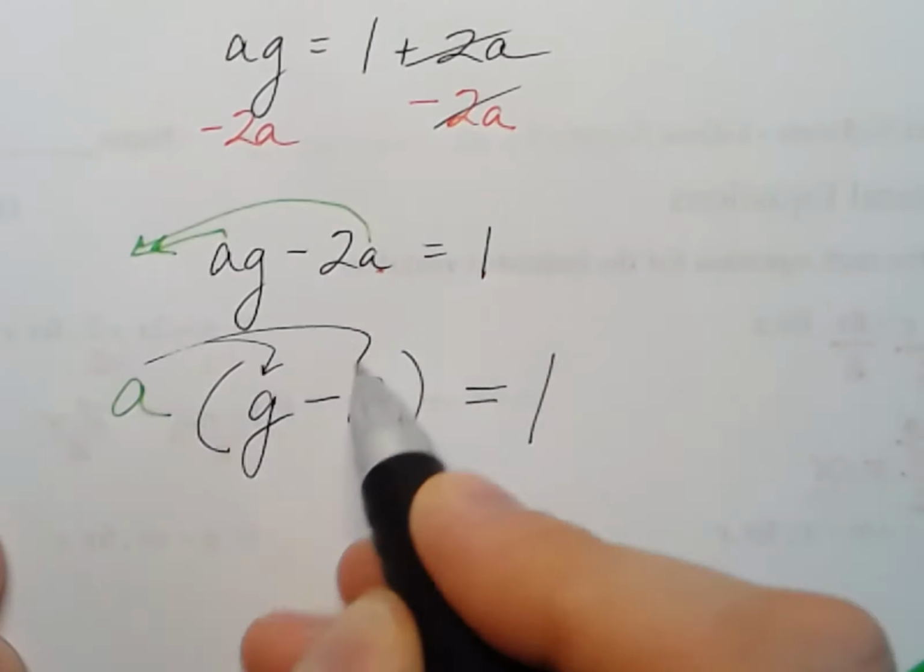Okay, so g minus 2. And so we're solving for the a here. So a is being multiplied by this g minus 2. So I want to just divide by g minus 2 and divide by g minus 2. And those g minus 2's cancel, and I'm just left with a equals 1 over g minus 2.